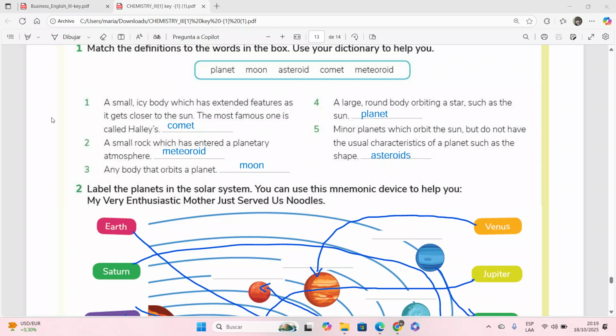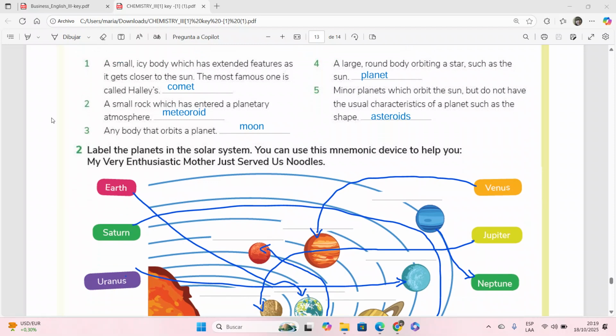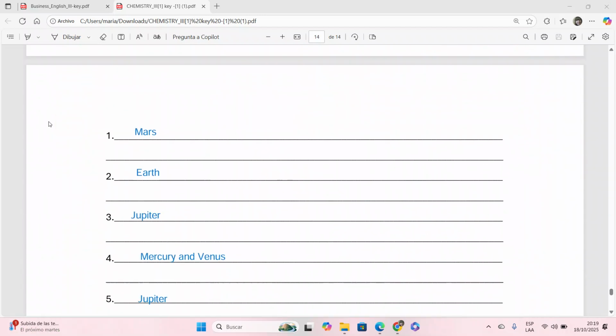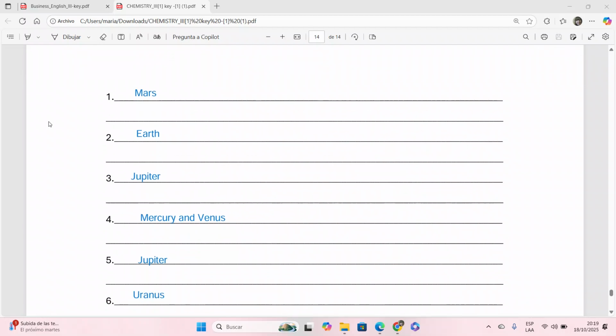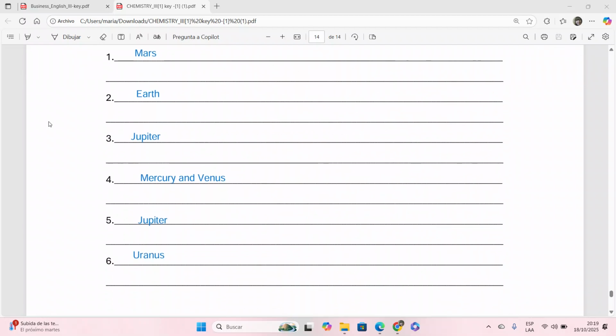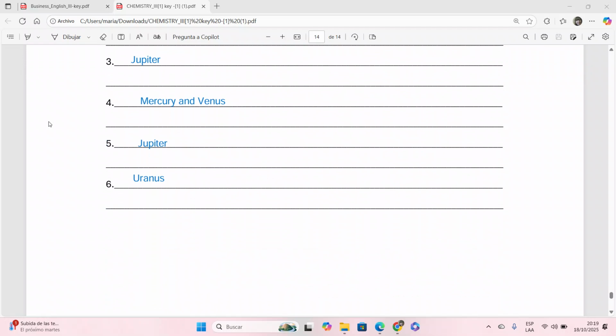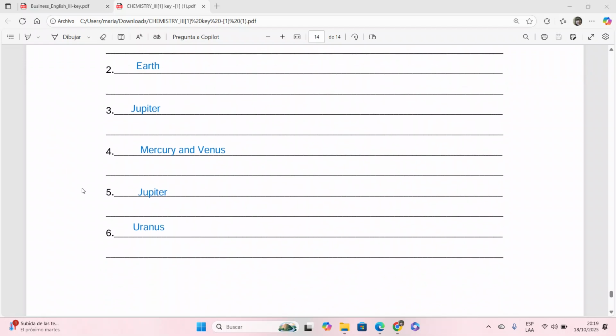2. Small rock which has entered planetary atmosphere, meteoroid. 3. Any body that orbits the planet, moon. 4. A large round body orbiting stars such as the sun, planet. 5. Minor planets which orbit the sun but do not have the usual characteristics of a planet, asteroids. And then the order: 1 Mars, 2 Earth, 3 Jupiter, 4 Mercury and Venus, 5 Jupiter, 6 Uranus.